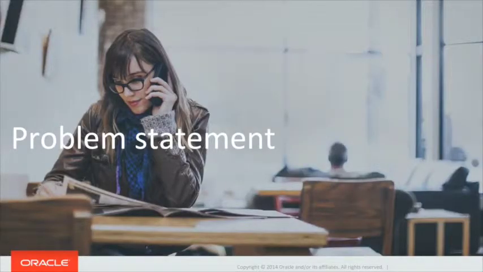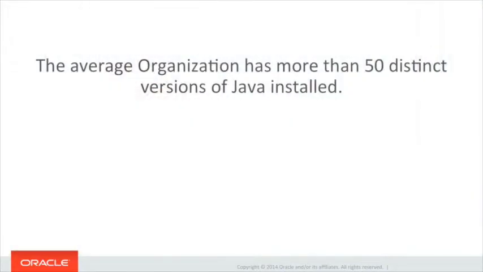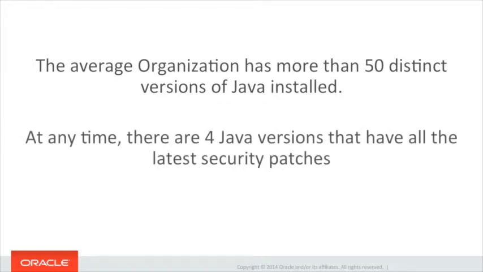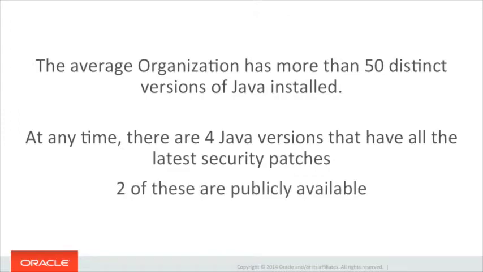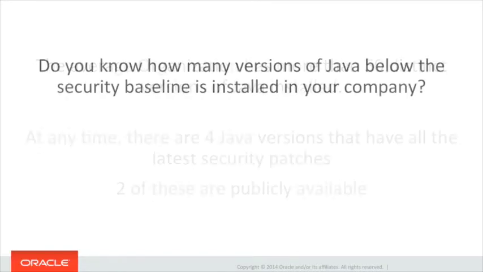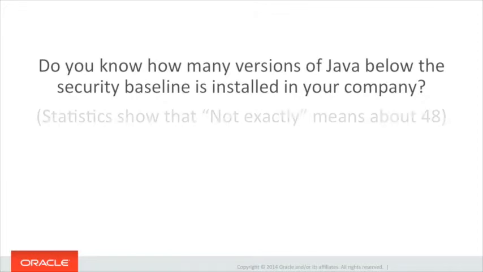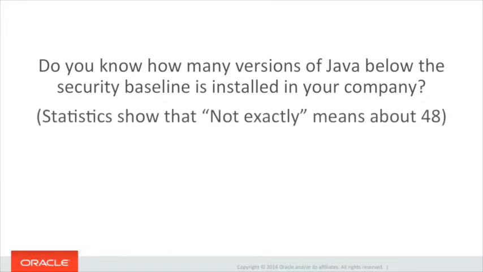Let's start with the problem statement. We find that the average organization has more than 50 distinct versions of Java installed. At any time, there will be 4 versions of Java that have all the latest security patches. 2 of these will be available to the public without a support contract. Do you know how many versions of Java that is below the security baseline that is installed within your company? Our statistics show that if your answer is not exactly, that means roughly 48 versions.